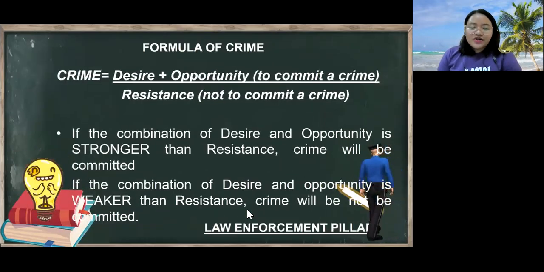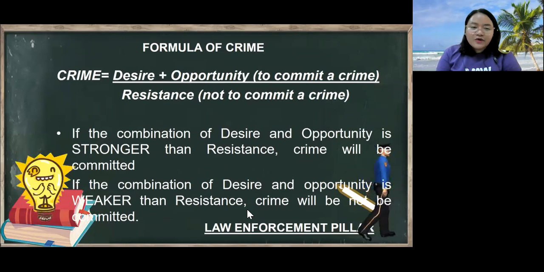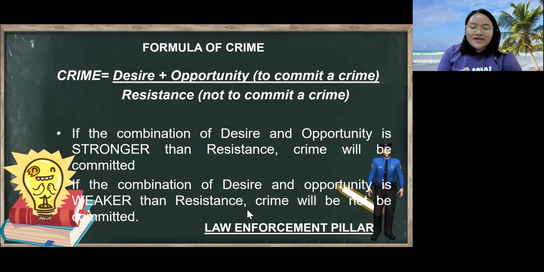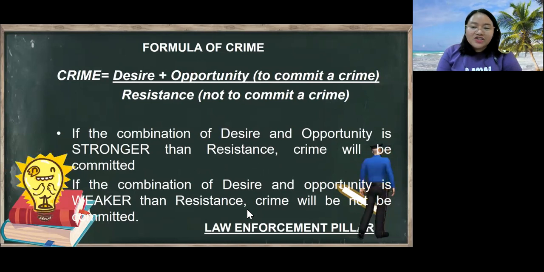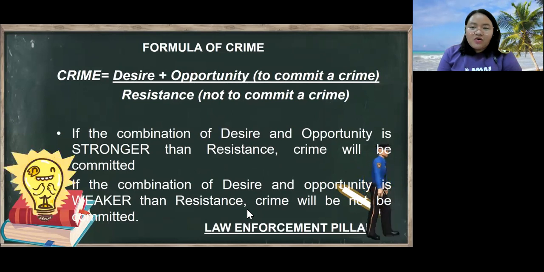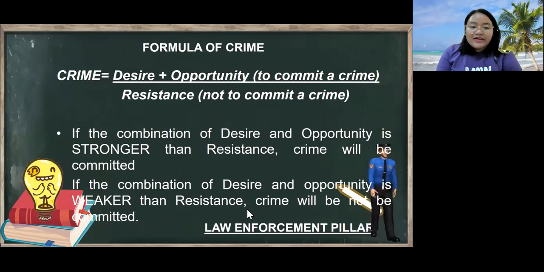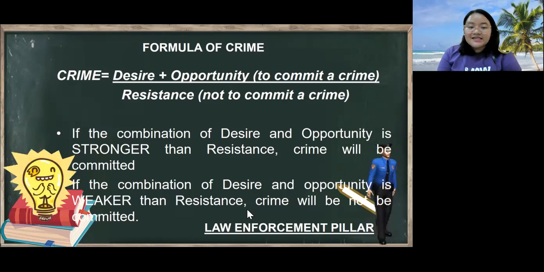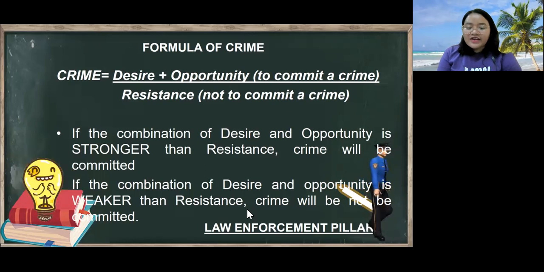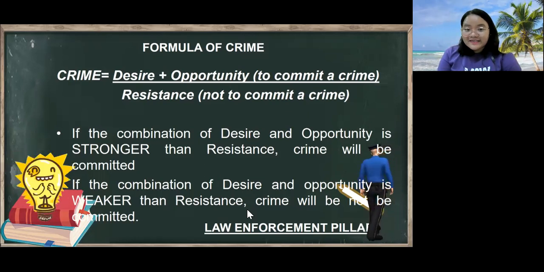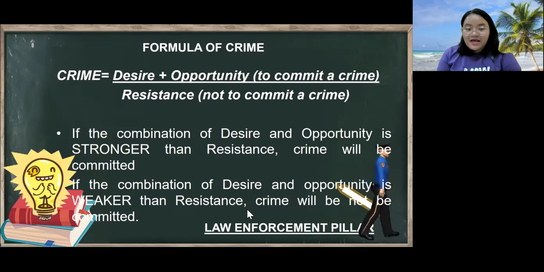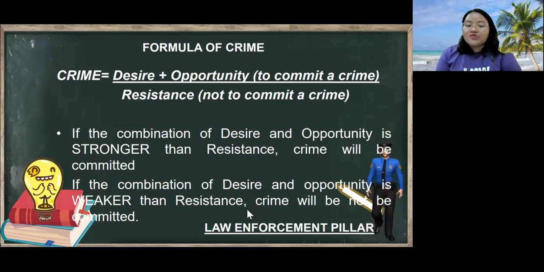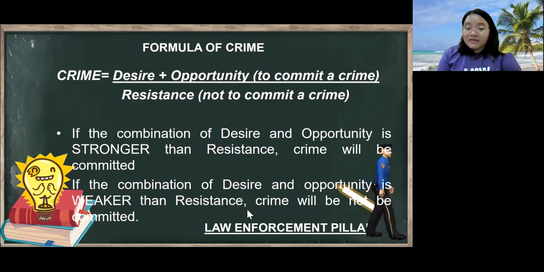I would just like to give a short recap of the formula of crime, because police officers are known to be the persons who catch the criminals, and criminals could not be called criminals unless they commit a crime. Now, the formula of crime is equal to desire plus opportunity, or what we call the will to commit a crime, and resistance. Resistance is not to commit a crime. If the combination of desire and opportunity is stronger than resistance, crime will be committed. And if the combination of desire and opportunity is weaker than resistance, crime will not be committed.